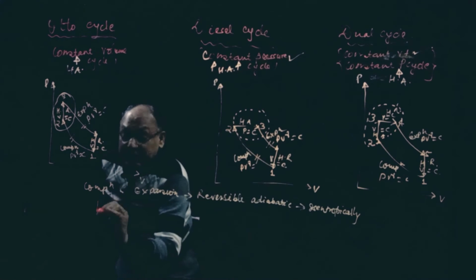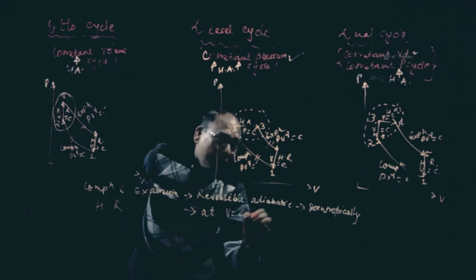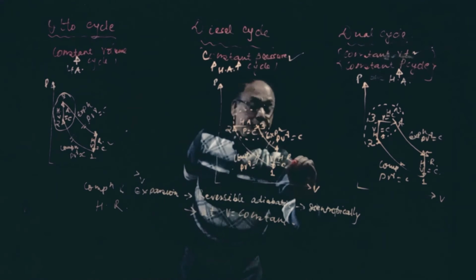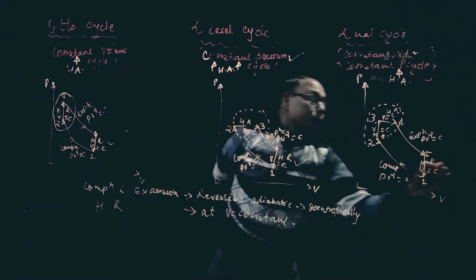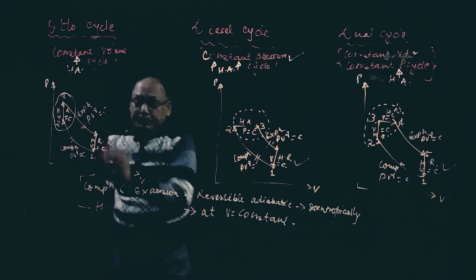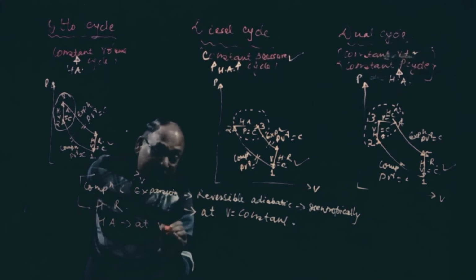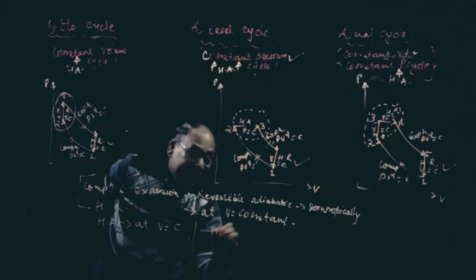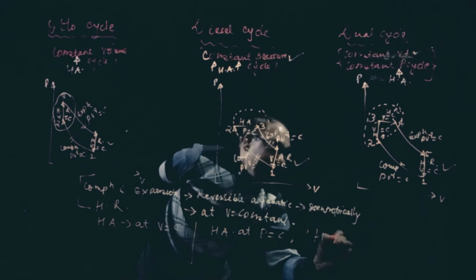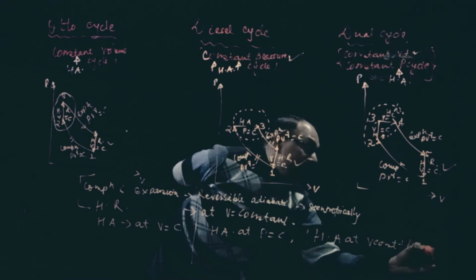Now another, heat rejection at constant volume. See, it is common in all 3 processes. See here, this is a constant volume process, this is a constant volume process, and this is also a constant volume process. So this is also common. These are the common things. What is the difference? Only heat added at constant volume in one, heat added at constant pressure in one, and heat added at constant volume plus constant pressure. So that is the only difference.